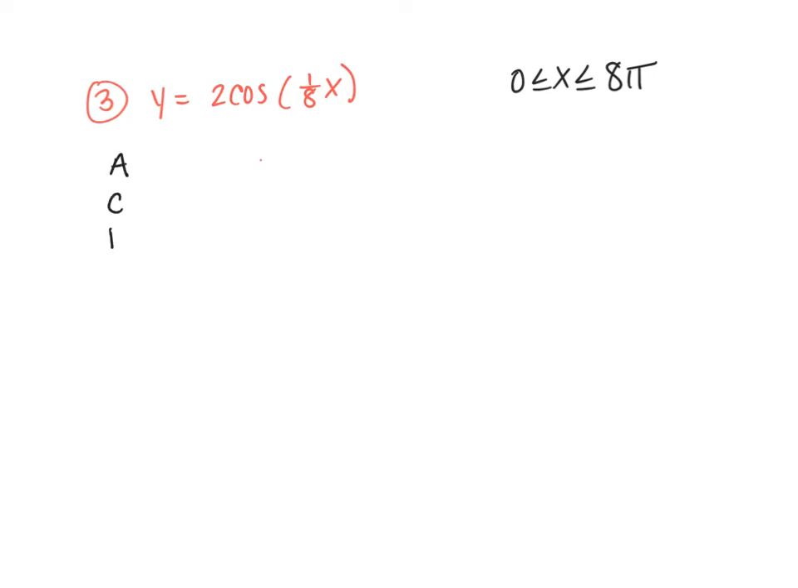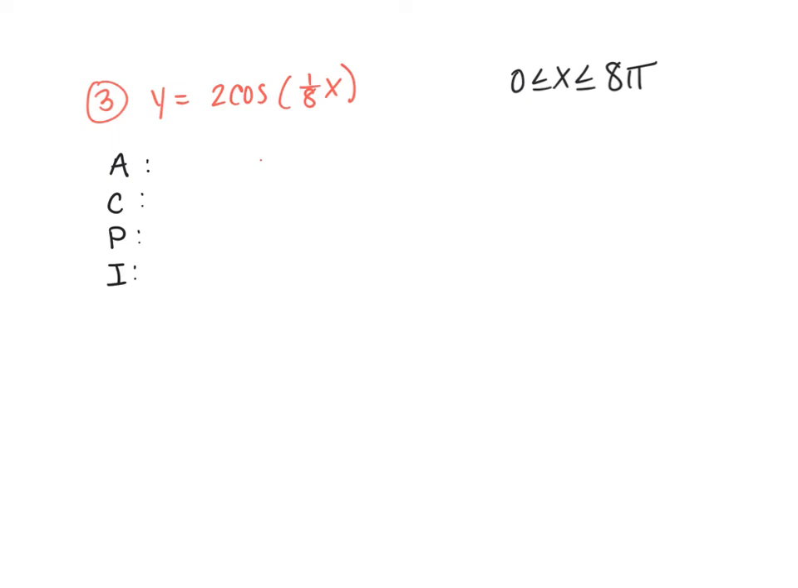All right, so we'll call example number 3, y equals 2 cos 1/8 x. And let's just say we'll go over the interval from 0 to 8 pi. Now I know you're used to me going to 2 pi, but you'll see why I changed it in just a second. So let's find our a, our c, our p, and our I. So if you'd like to try this one on your own, go ahead.